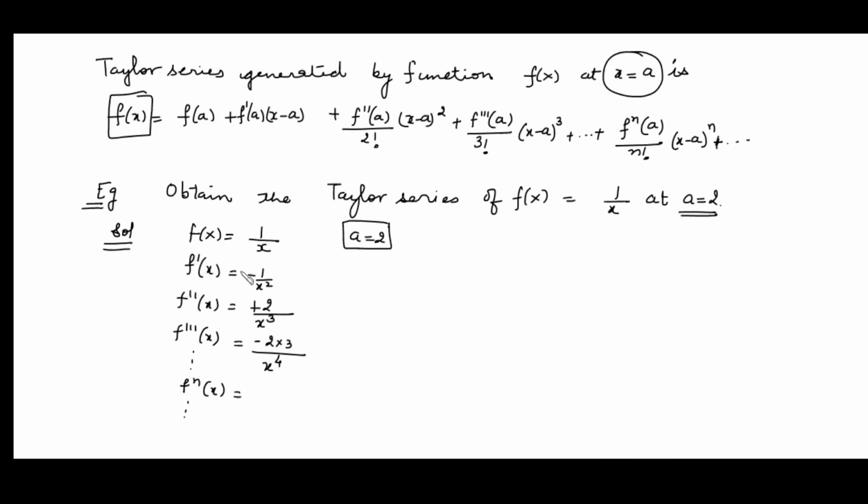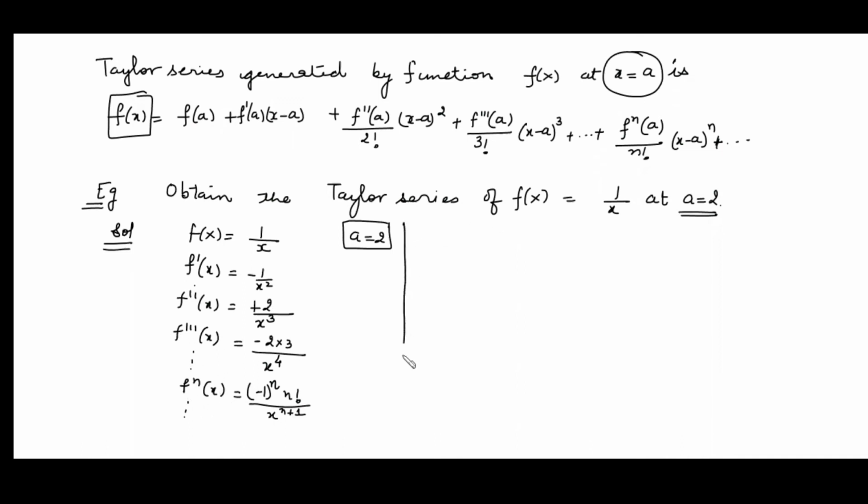When you take the first derivative, it is minus 1 upon x square. Second derivative, it's plus 2 upon x cube. So here it is 2, here it is 2 factorial, here it is 3, it is 3 factorial with minus sign upon x to the power 4. So it will be minus 1 to the power n, n factorial upon x to the power n plus 1. So this is the nth derivative of this function.